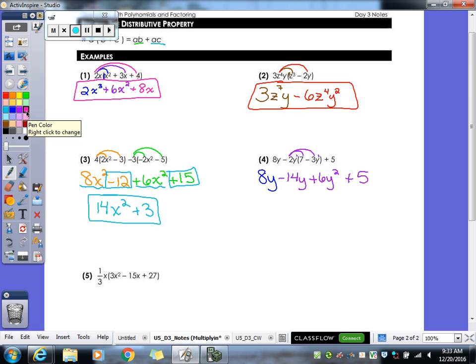So now when we write this, all these other ones were already in standard form when we wrote our answers. This one we have to make sure we put it in standard form. So which term should come first? The y squared. Largest exponent always goes first. So now, 8y minus 14y, what does that give us? Negative 6y, and then our plus 5.